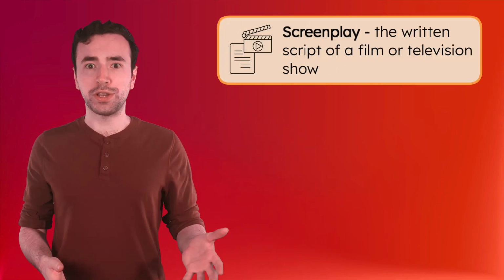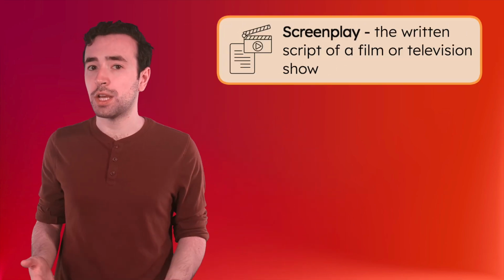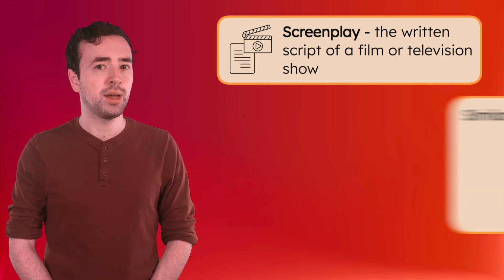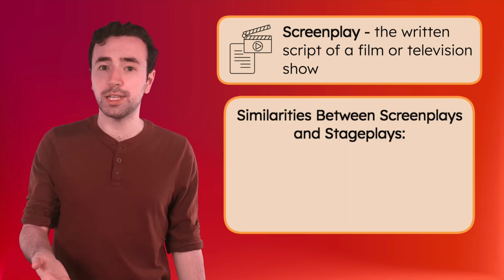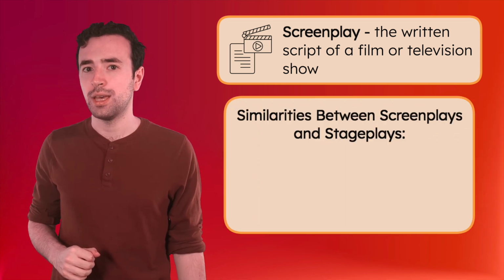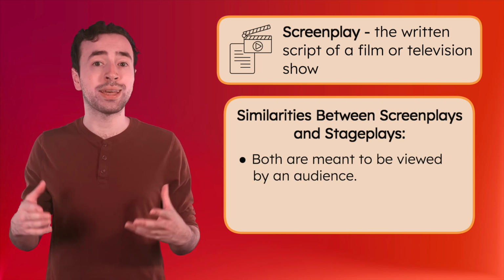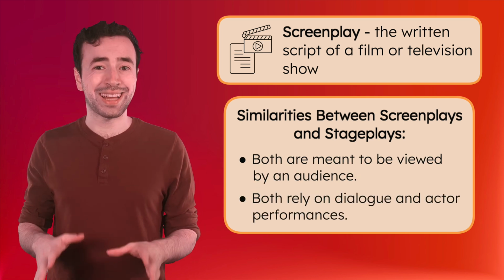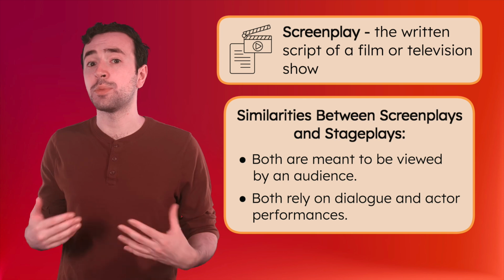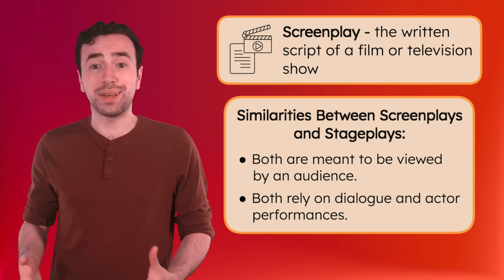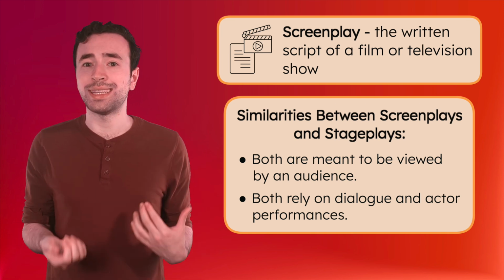Have you ever wondered how movies go from an idea to the big screen? As you can probably guess, it all starts with writing. In this case, it's a screenplay, which is the written script of a film or television show. Screenplays are similar to stage plays in some key ways. Both are meant to be viewed by an audience, and both rely on dialogue and actor performances to communicate their stories. But the two types of scriptwriting also have some key differences.